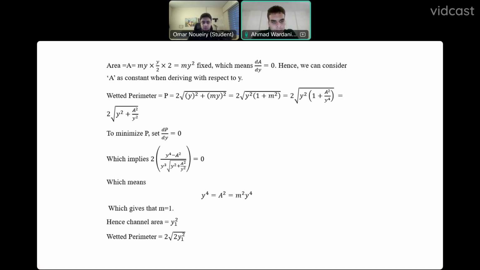So to minimize P, we're going to set dP over dy equals 0, as the minimum of a function, which implies that 2 multiplied by the derivative is equal to 0. Now, we just need the numerator equal to 0 to solve. So that would mean y to the power 4 equals A squared, which is equal to m squared times y to the power 4. Hence, m is going to be equal to 1.